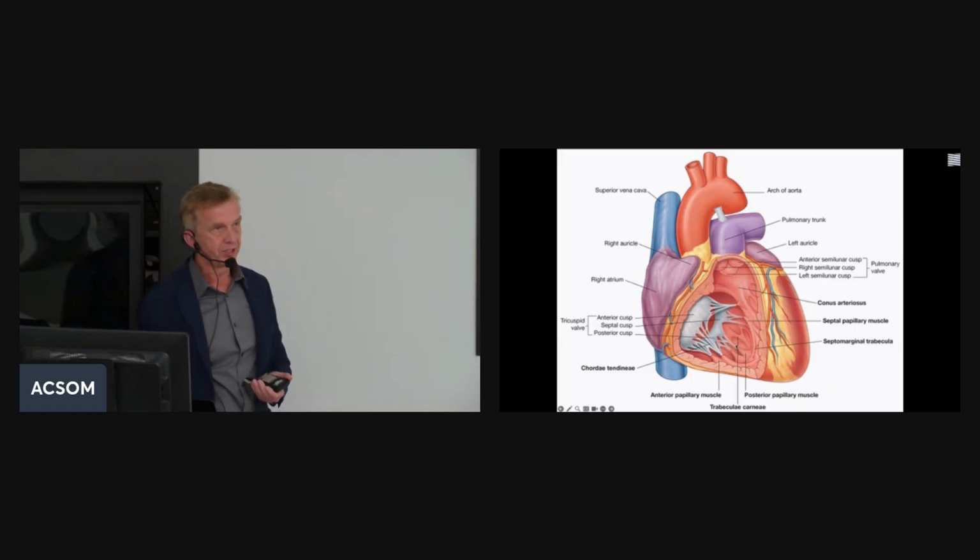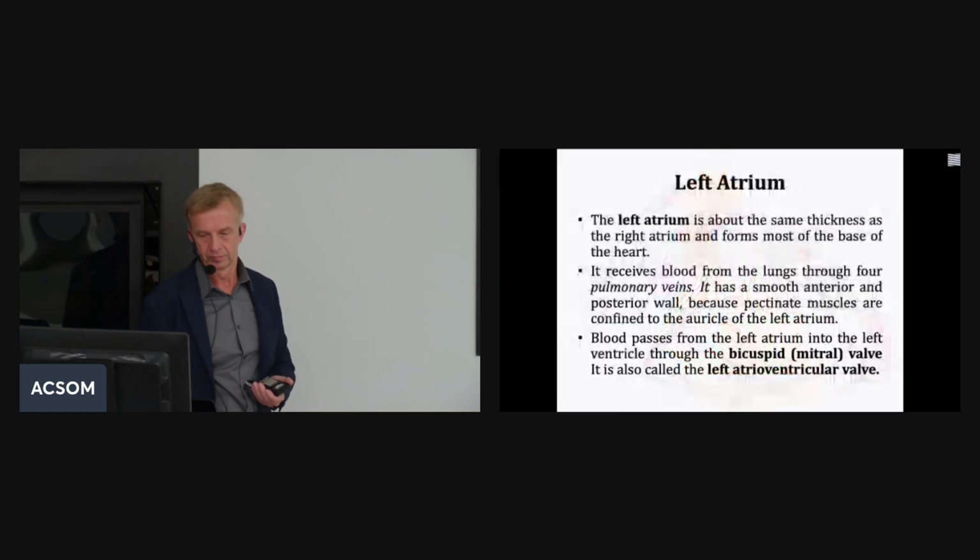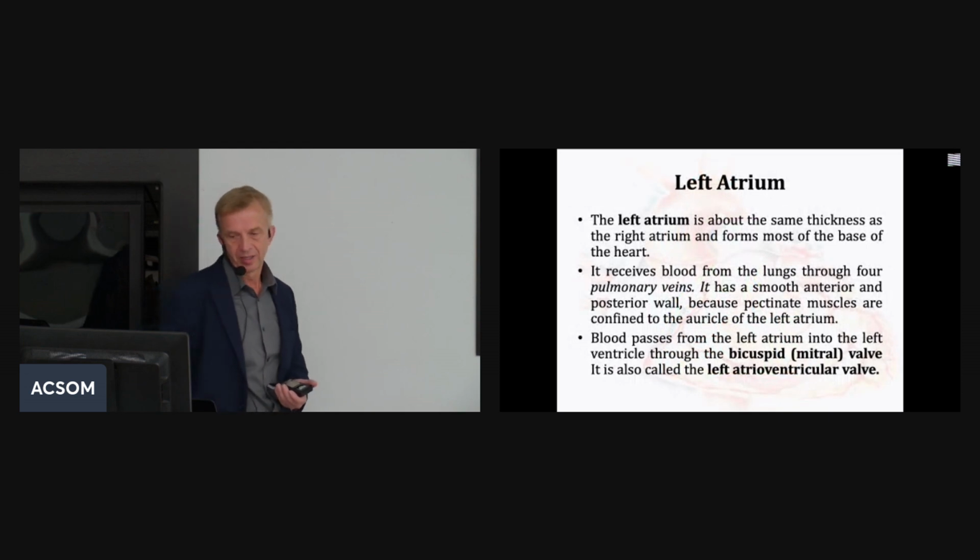Now we'll talk about the left atrium. It's about the same thickness I mentioned. It may be a little bit thicker than the right atrium, but generally the thickness is about the same. There are 4 pulmonary veins that carry the oxygenated blood from the pulmonary vasculature to the left atrium: left and right upper and lower pulmonary veins.